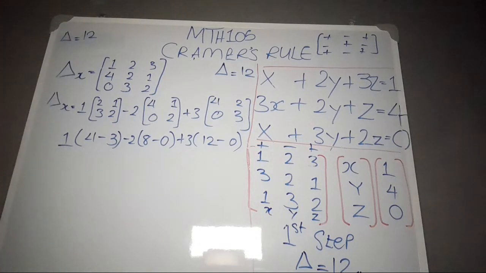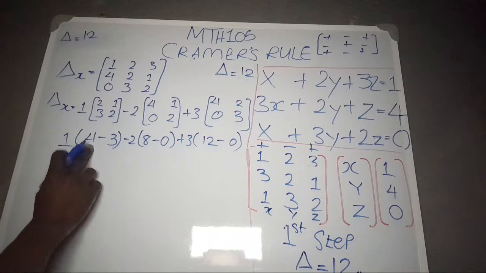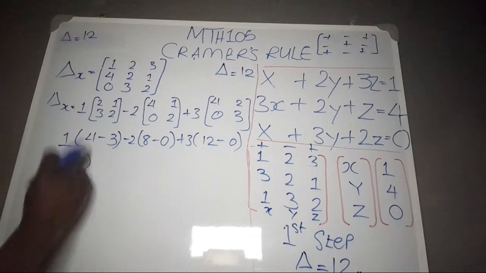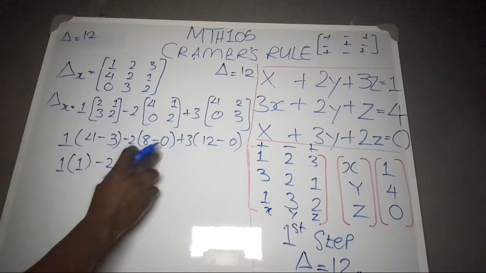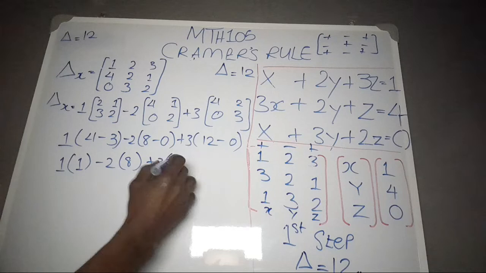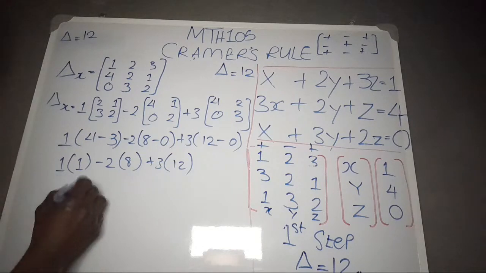So we have that clarified. So we have 1 into brackets. So we have 4 minus 3. This was positive 1. This is a positive 4. Then we have minus 2. Then this should give us 8. Then we have plus 3. Then this gives us 12. So we have 1 multiplied by 1. This gives us 1.